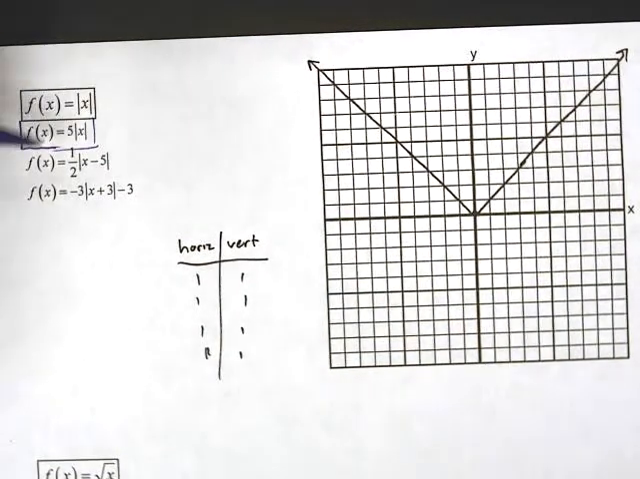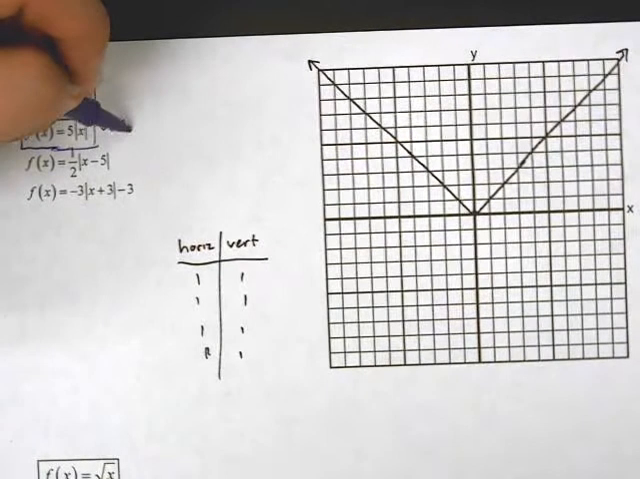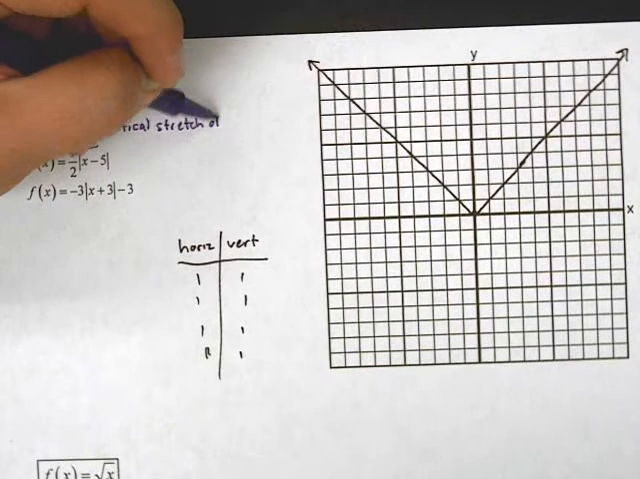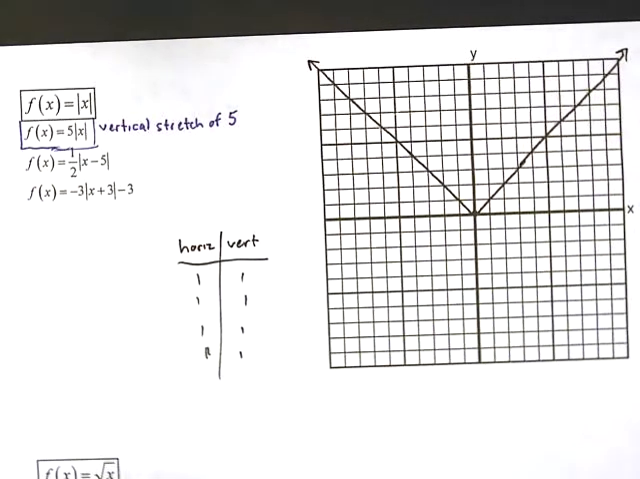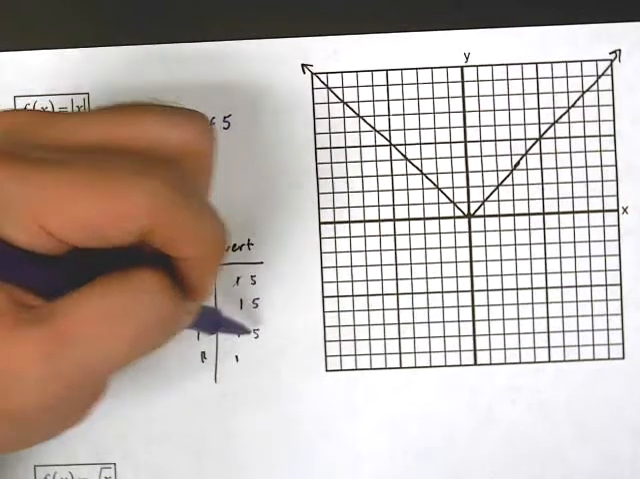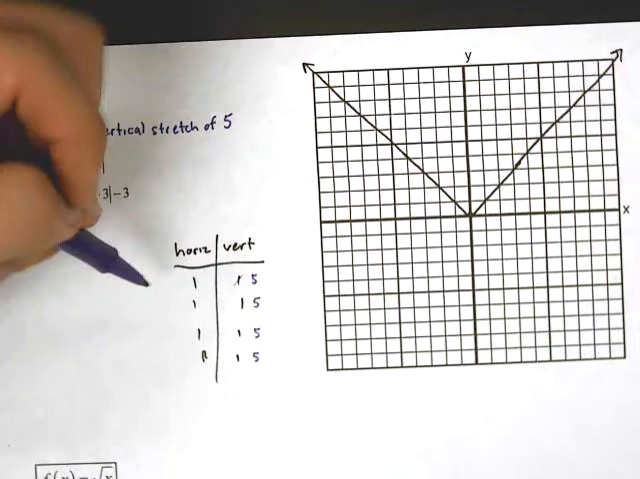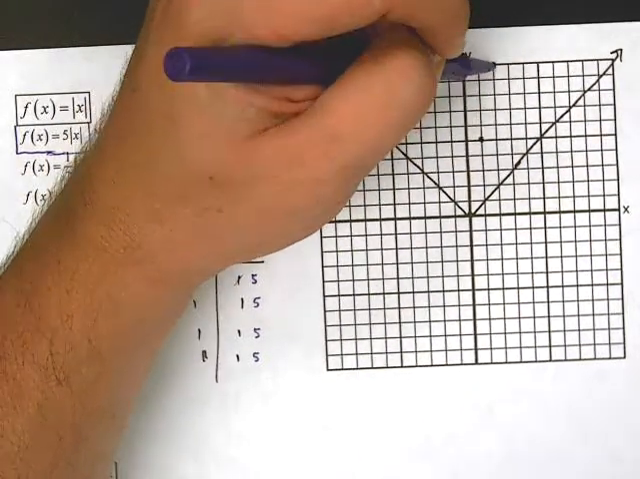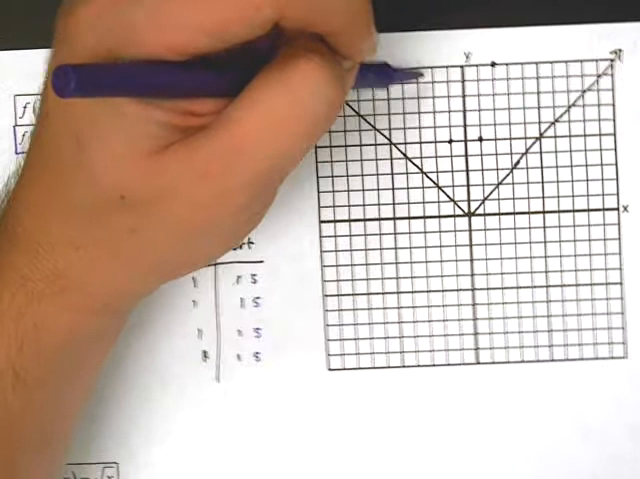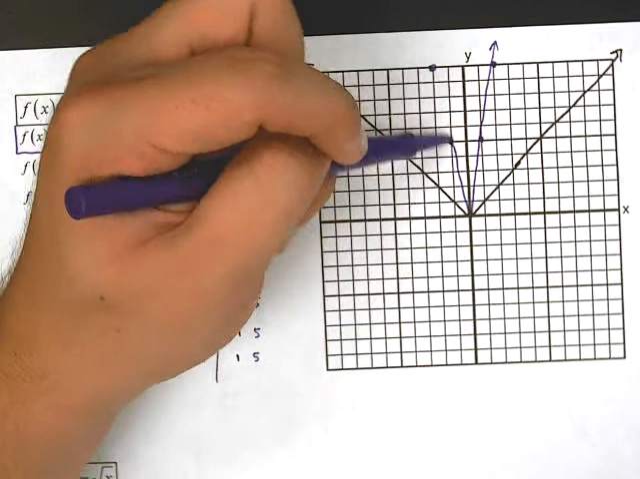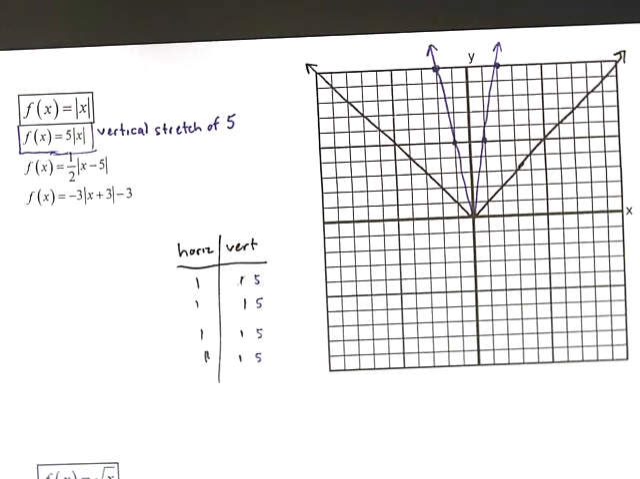Well, I have a 5 being multiplied outside the function, which means this is a vertical stretch of 5. So what do I do? Well, I change all of my vertical growth patterns to 5. So now when I go over 1, I'm going up 5, over 1 up 5, or back 1 up 5. And so now I know what that will look like. All right, not too bad.